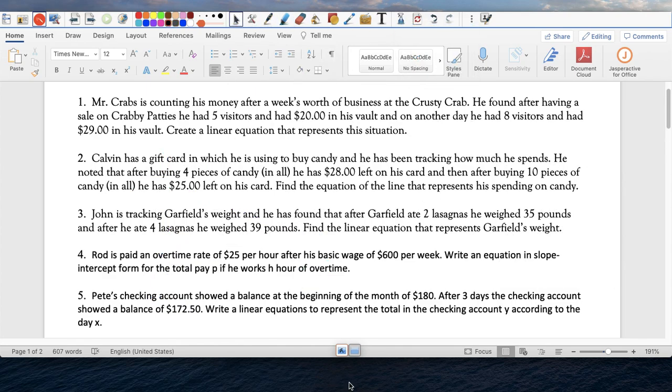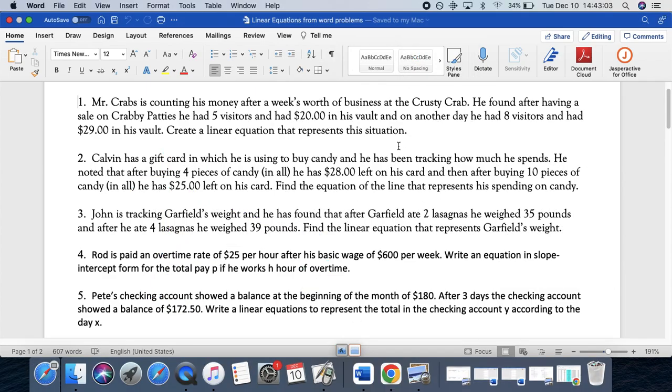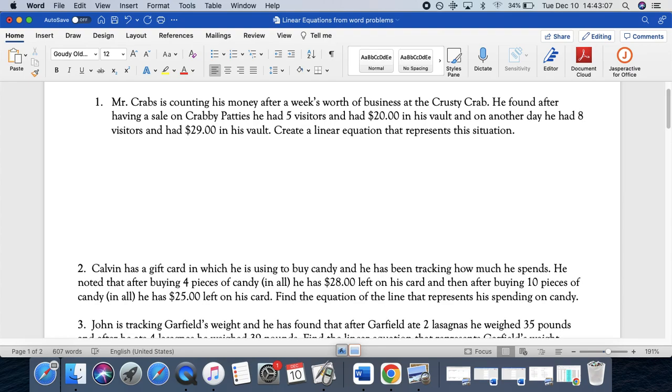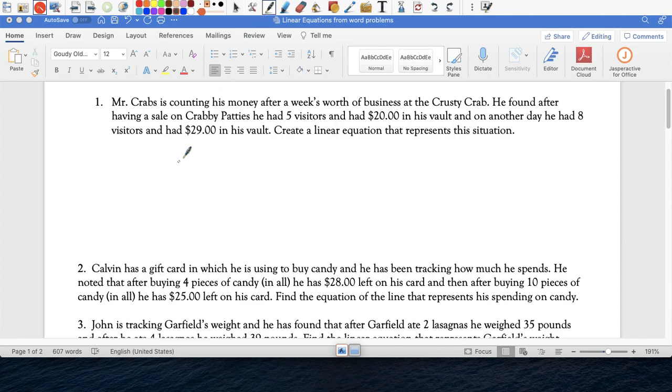Question 1. Let me give myself some room here. Although you don't have to do this, I suggest you do, just because it helps visually. So we know that here's money, right? The total depends on the number of visitors, so visitors will be my independent variable. I'll write visitors over here, and the total cost is my dependent variable.